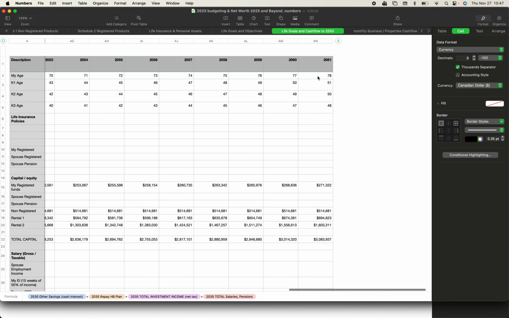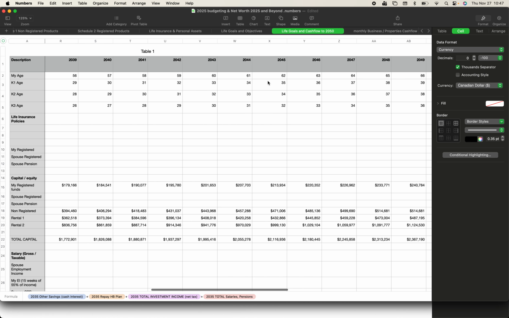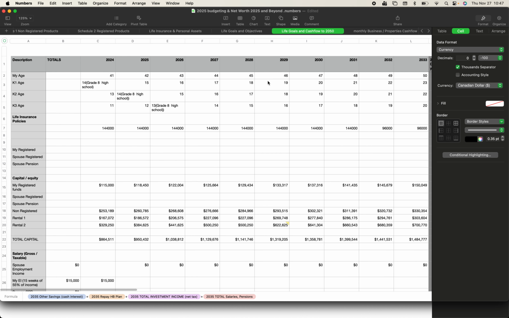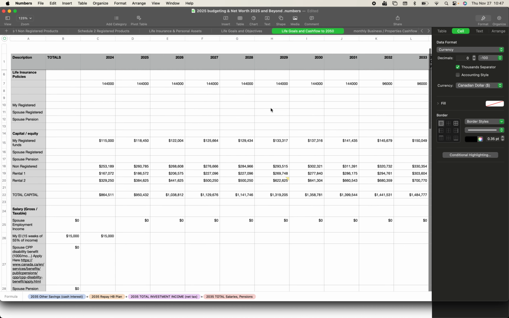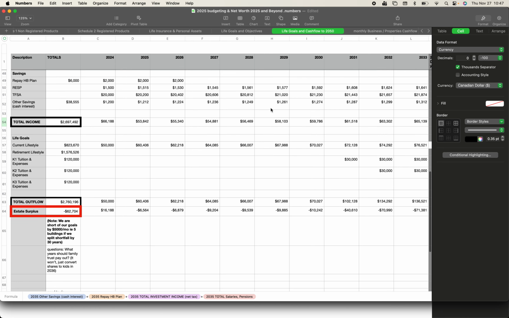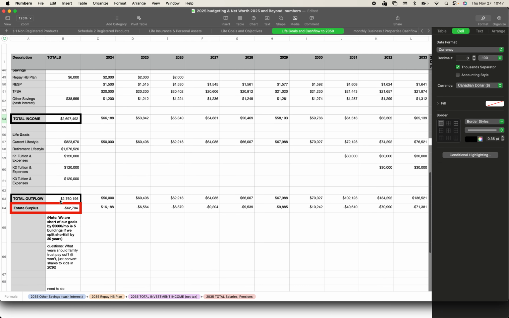You can use the median life expectancy in your area and then factor in your health or whatever to see how far out you might want to plan your retirement income to go. And then at the end of it, you'll get a big fat number here to see if you've got a surplus or, in this case, a shortfall of your assets and your income versus your expenses. So let's jump into it.